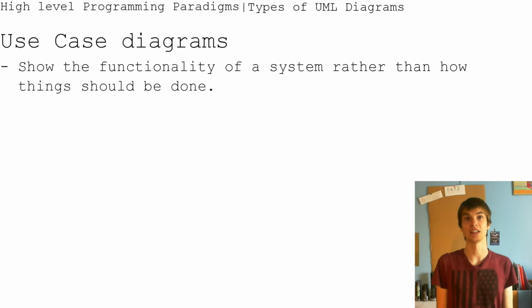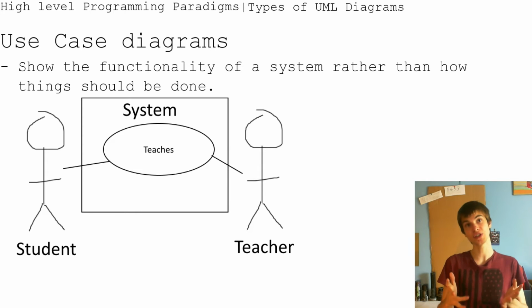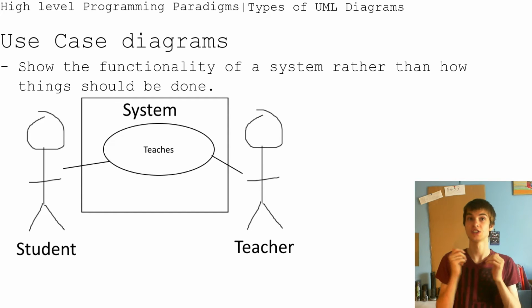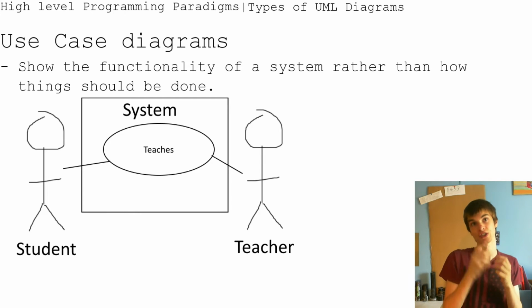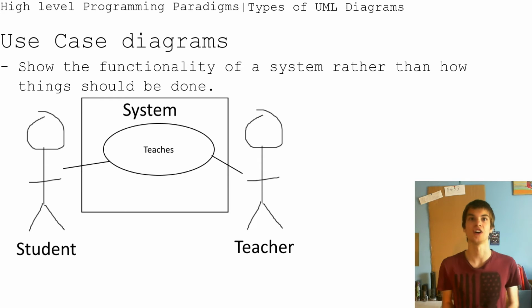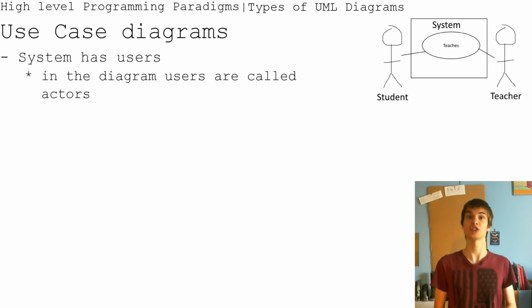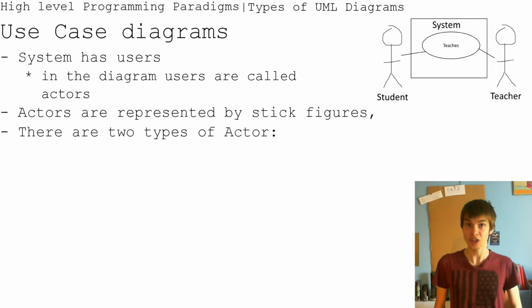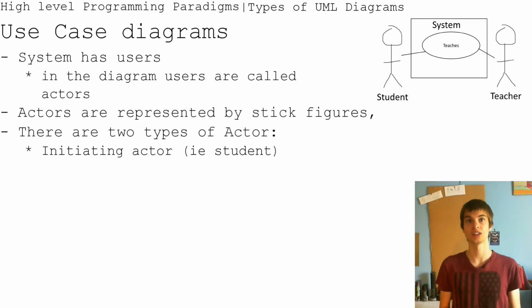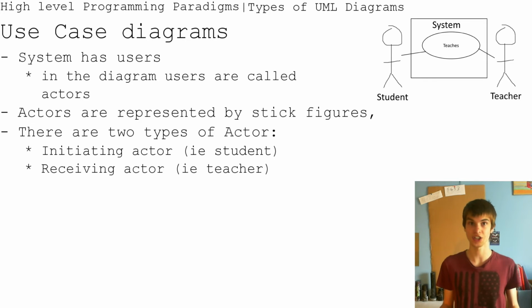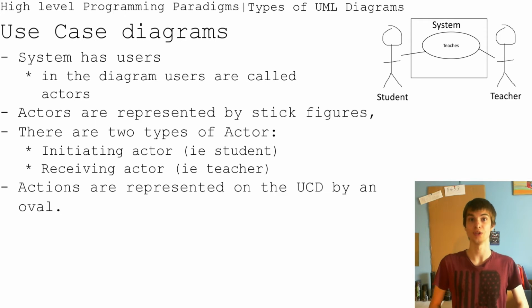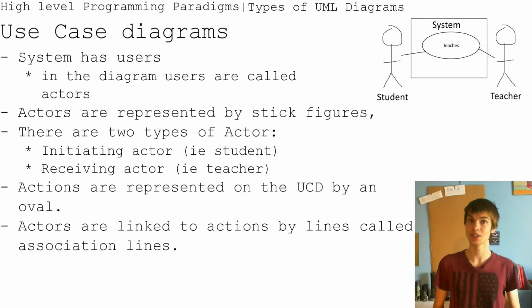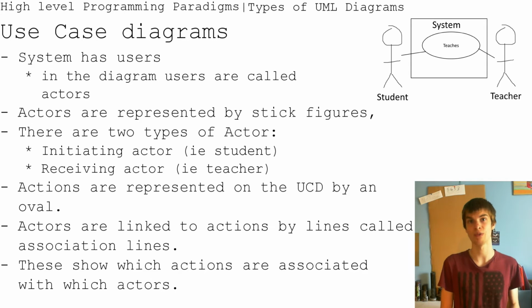Then there's the use case diagram, which shows the functionality of a system rather than how things should be done. For instance, there's the student and teacher, and then the teacher in the middle. The student gets taught by the teacher, and that's how it looks. A system has users. In the diagram, users are called actors, which are represented by stick figures. There are two types of actors: the initiating actor, the student, which sends out the request, and the receiving actor, which is the teacher. Actions are represented on a use case diagram by an oval. Actors are linked to actions by lines called associative lines. These show which actions are associated with which actors.